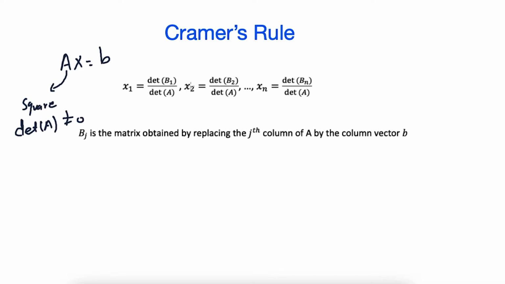To get x2, we will use the determinant of B2. B2 will be the matrix A, but we replace the second column with the column vector B, and so on. So for xn, we replace the nth column in the matrix A by the column vector B to get the matrix Bn, and then get xn from this expression. We'll see an example, and you will see that it is an easy method.